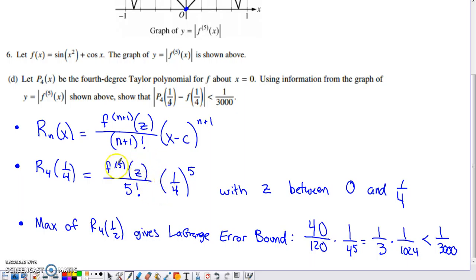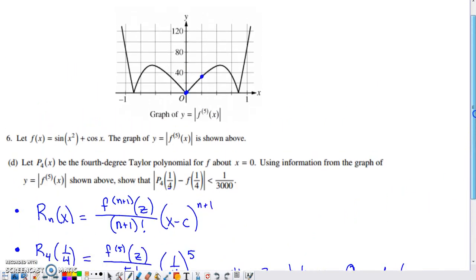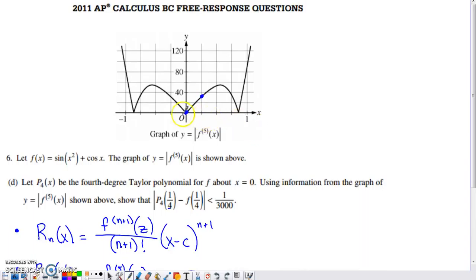So if I'm trying to figure out what the maximum value of this is, I know the value of this. I know the value of this. The only value that's moving that causes this numerator to change is z. Well, if I'm trying to find the maximum value of the 5th derivative evaluated at z, given that z has to come from somewhere between 0 and 1/4, let's go check out this graph. So on this graph, the x equals 0 value is obviously there, and the 1/4 value, if you think about the scaling, is right here.